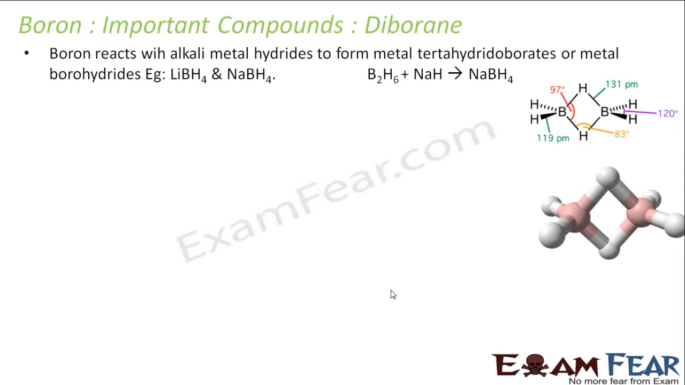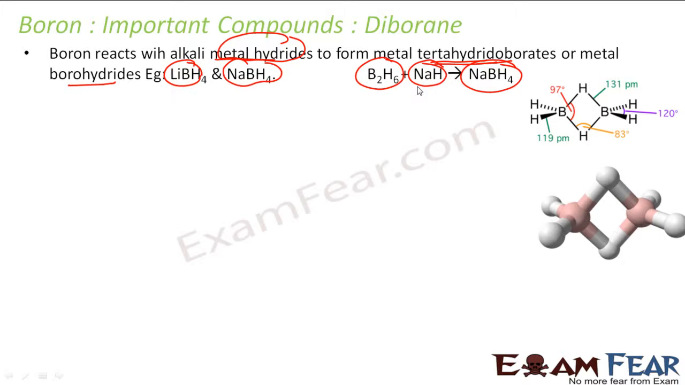Let's study more on diborane now. Diborane reacts with alkali metal hydrides to form metal tetrahydroborates or metal borohydrides. So this is the reaction. If you see, this is what it forms: LiBH4, NaBH4. So this is my diborane. This reacts with metal hydrides, for example, sodium hydride, to give NaBH4.